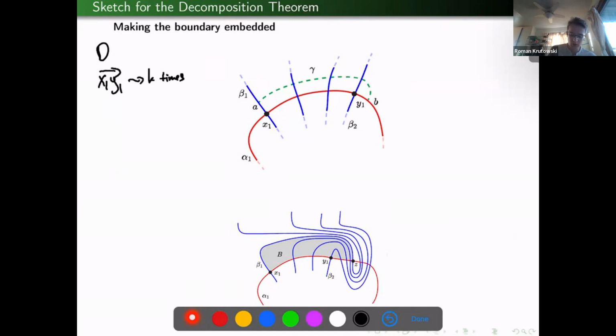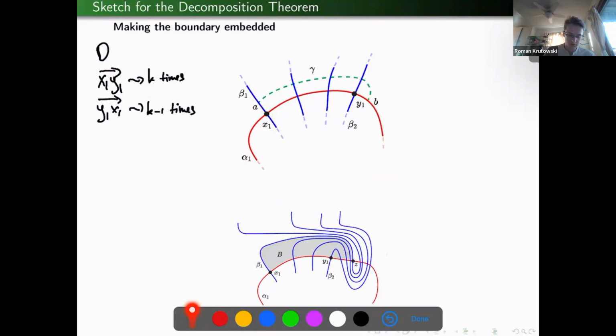So x1, y1 is this arc along curve alpha 1, and say y1, x1 is covered k minus 1 times. So here I assume that this means that if we go from x1 to y1, it is covered k times, and if we go this way, this portion is covered k minus 1 times. Then we apply the following finger move.